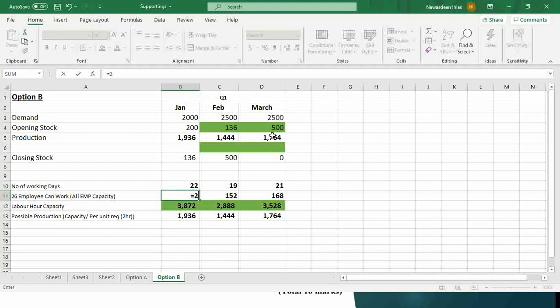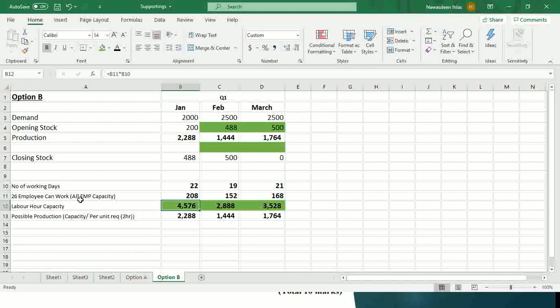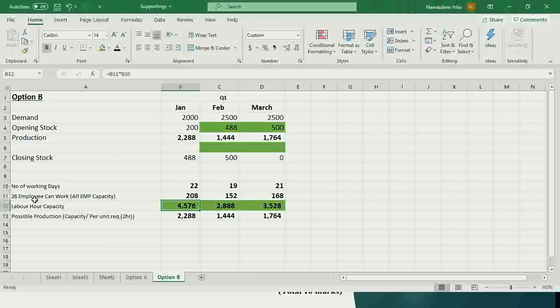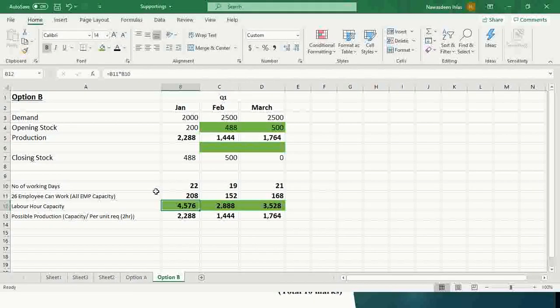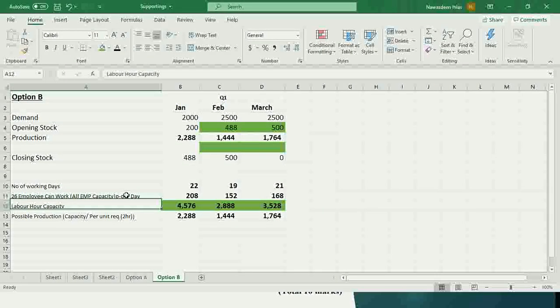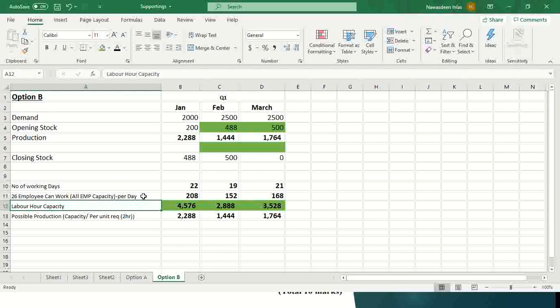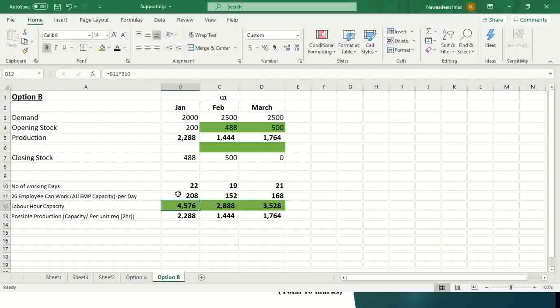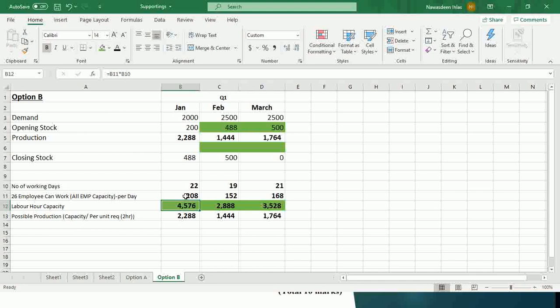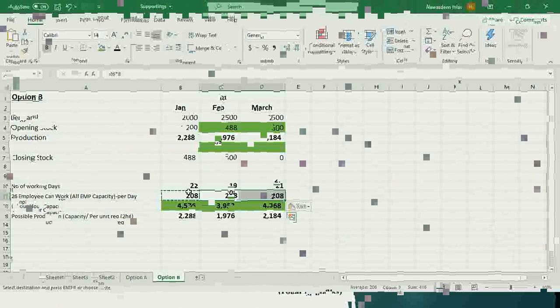Per day 26 employees are there, right? Per day they can work 8 hours, so here I am going to change this info. Previously I had taken this only for one employee. Here I am taking this for 26 employees, per day they can work 208 hours. 26 into 8, right?